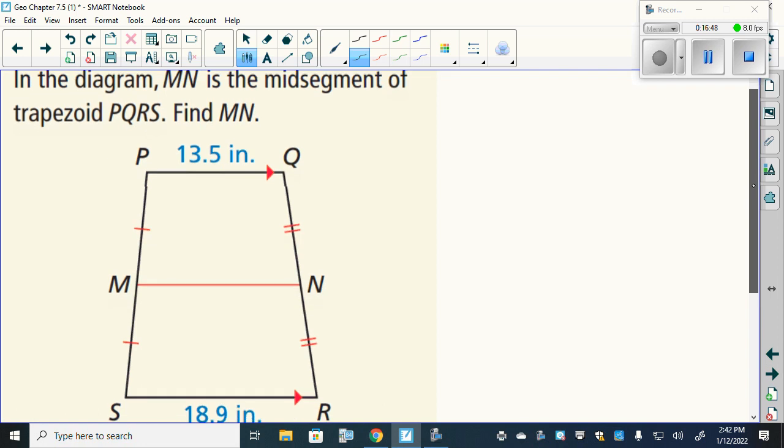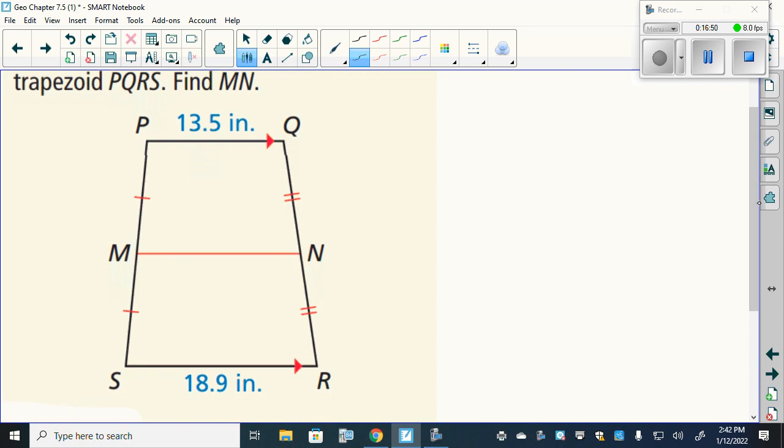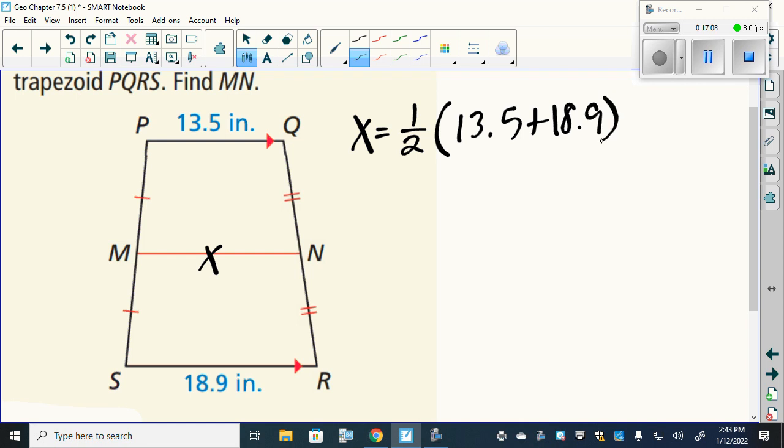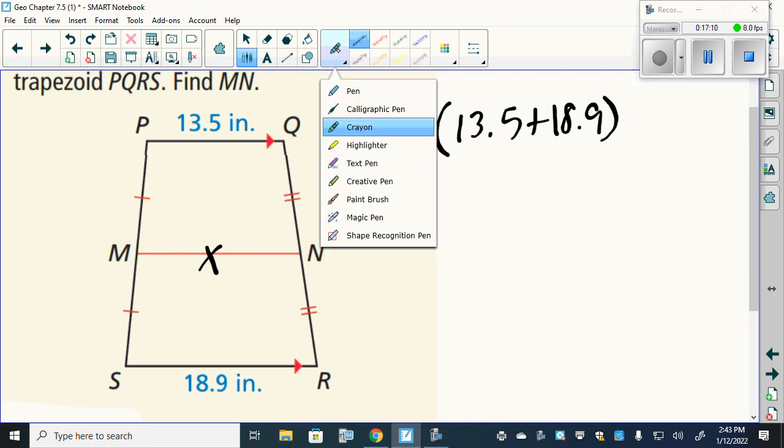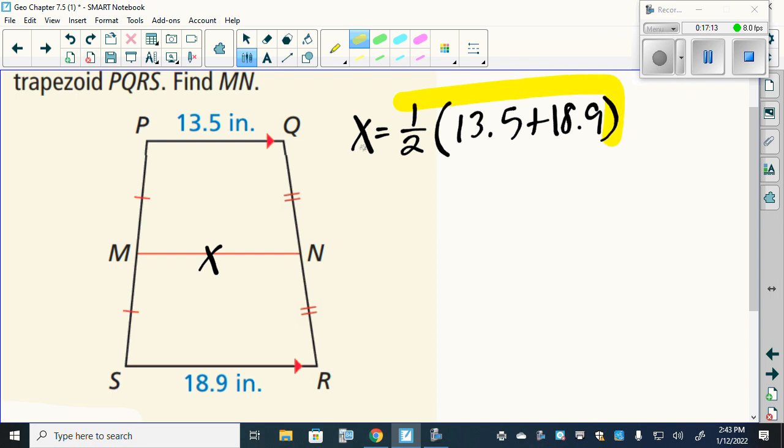So let's look at the next one. So we want to find the mid-segment mn. It's in the middle, so the value should be between them. So what we could say is that the mid-segment's length is equal to half of the sum of the two parallel sides. Is everything that I just highlighted all numbers on the same side of the equal sign? What can we do with that?